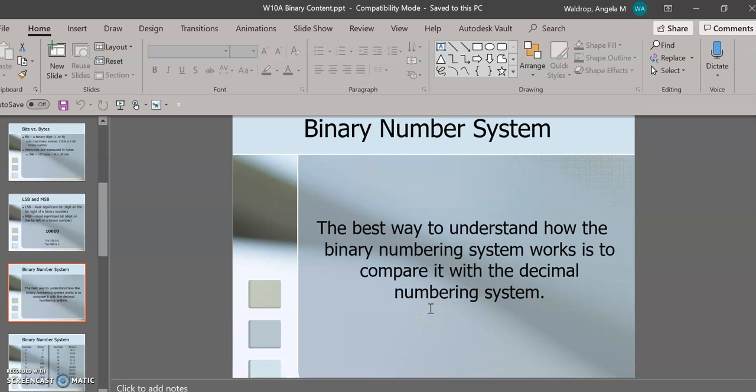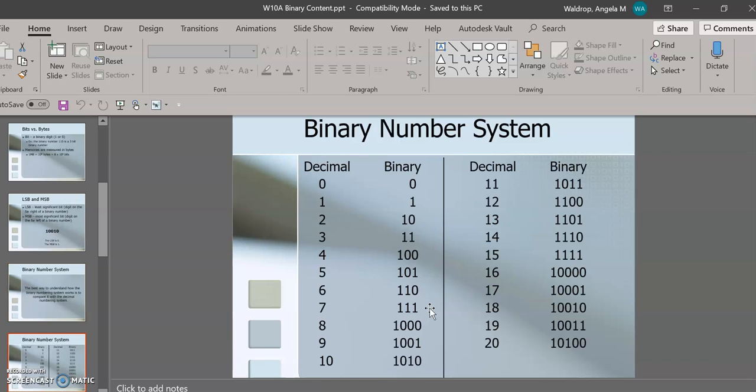Okay, the best way to understand how the binary numbering system works is to compare it with the decimal system, and we can look at counting. So here you'll see that I have a slide that goes through some counting numbers. You can see that it goes from 0 to 20 in decimal, and you can see what the equivalent is in binary.